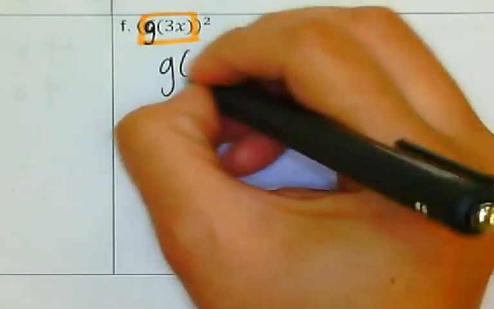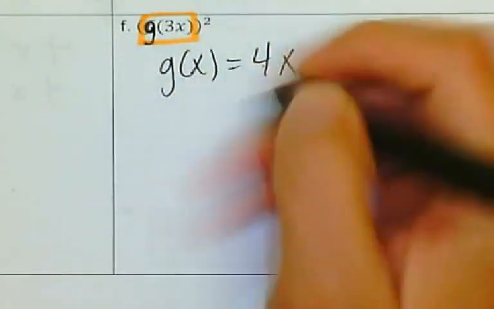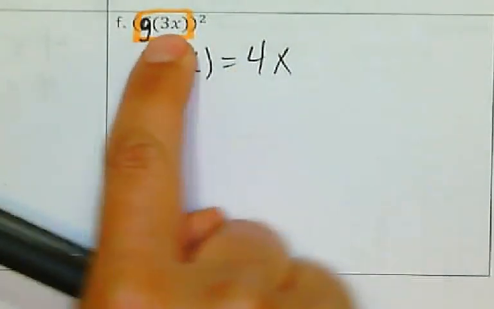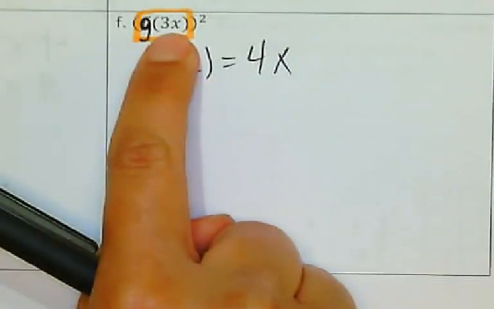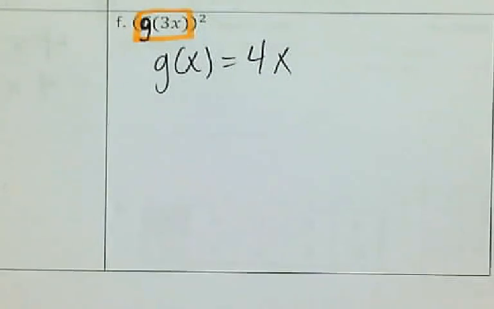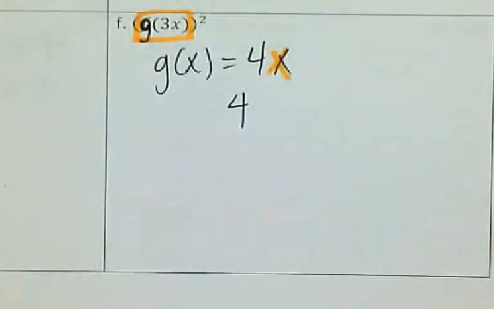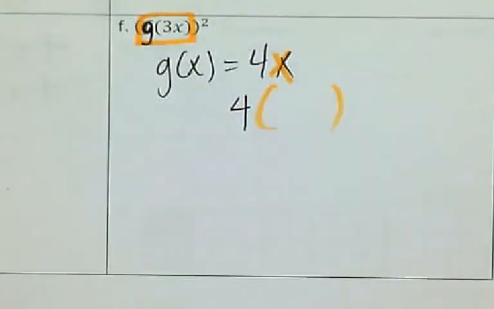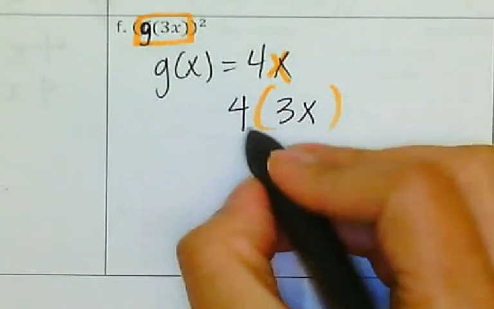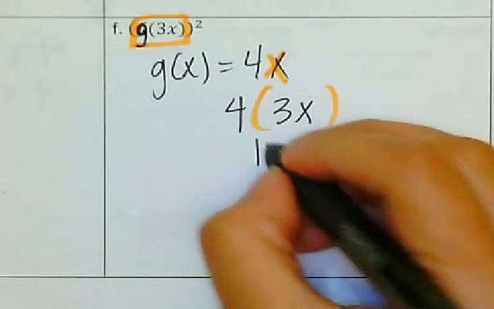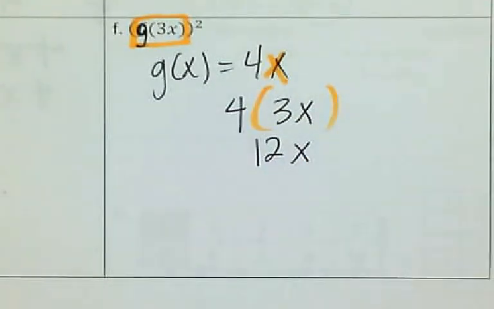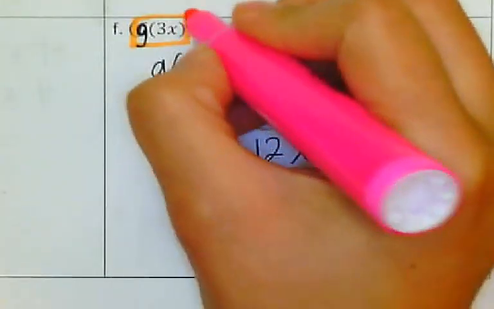I'm going to start by writing the original. g of x equals 4x. And remember that instead of x, I switched it to 3x. So instead of the x, now I'm going to switch that to 3x, and simplify. So then I just multiply it. Here I got 12x. Now remember that I have to square it.